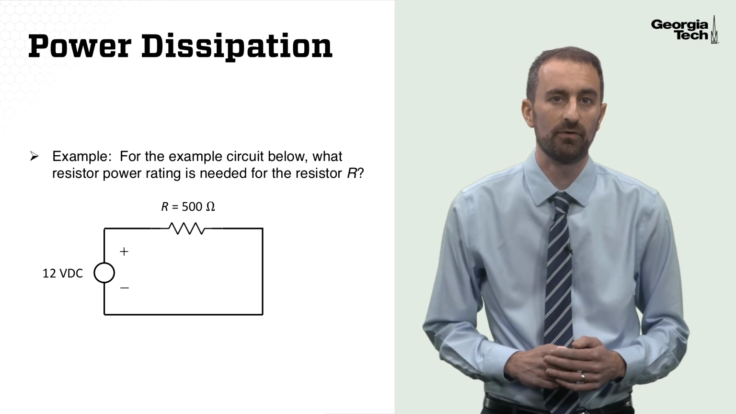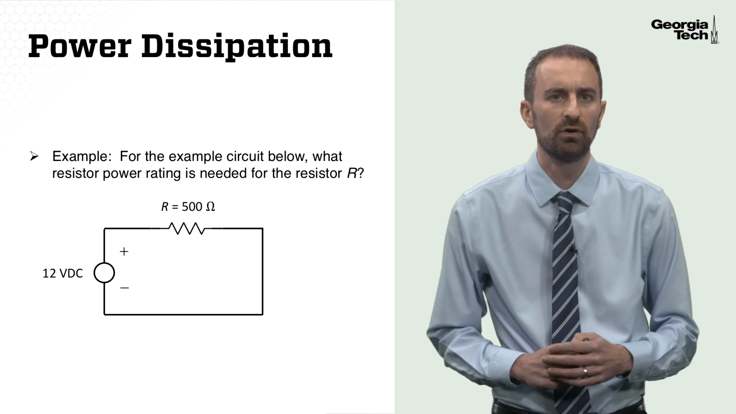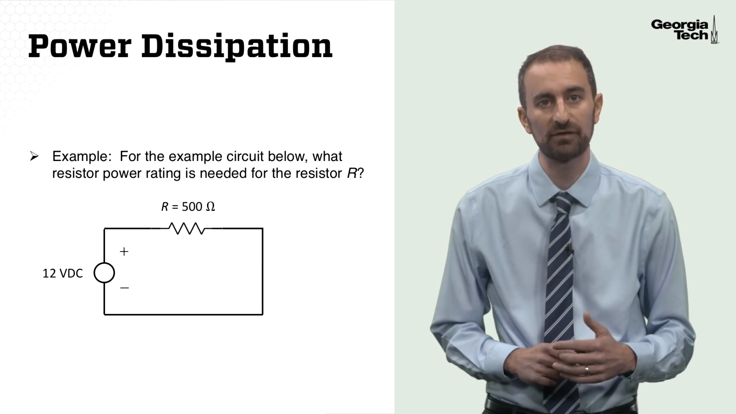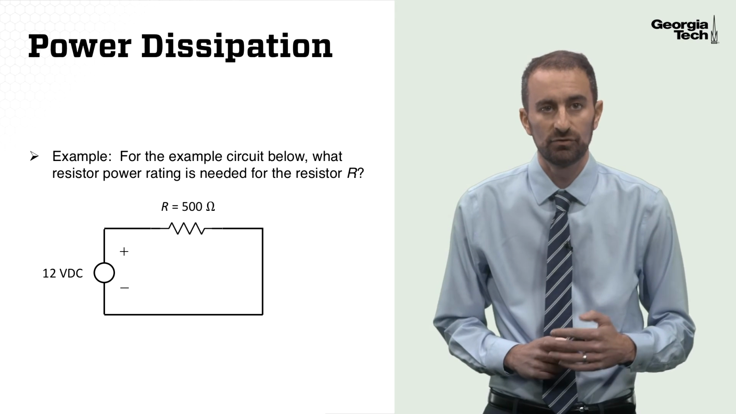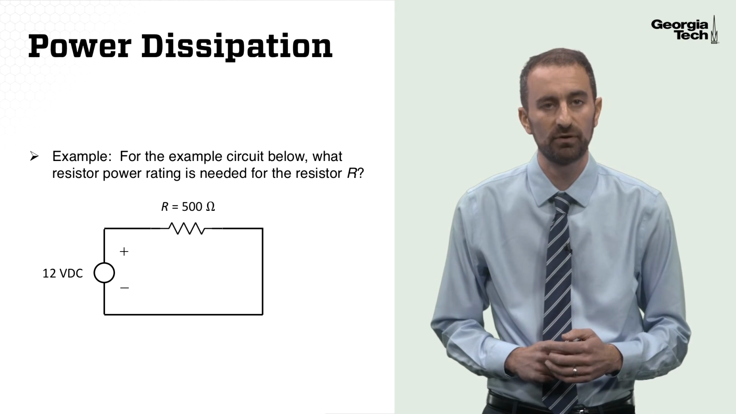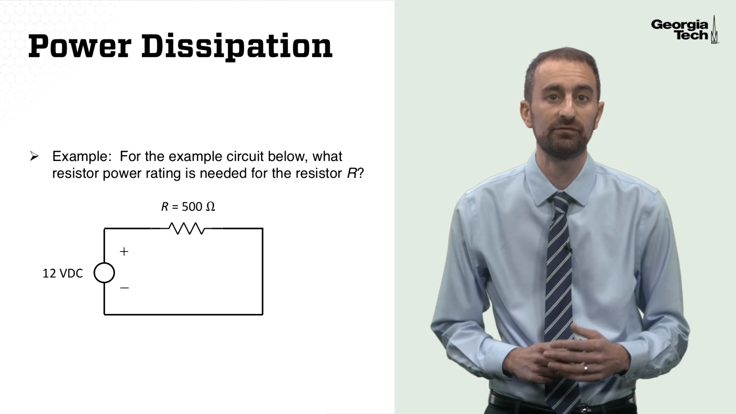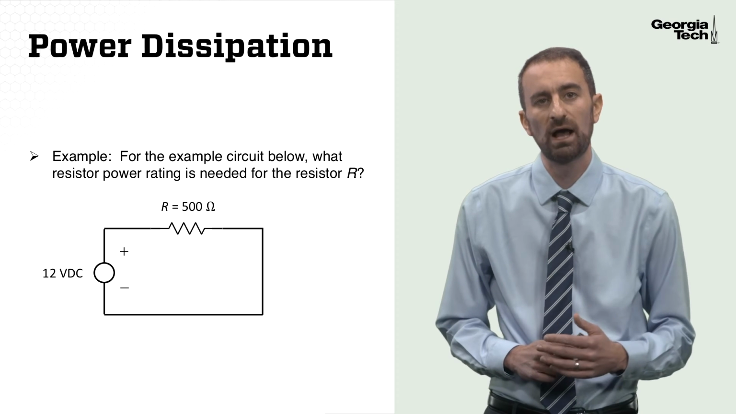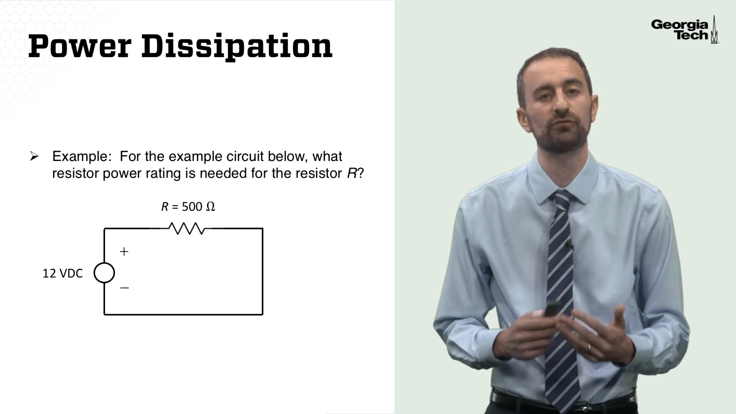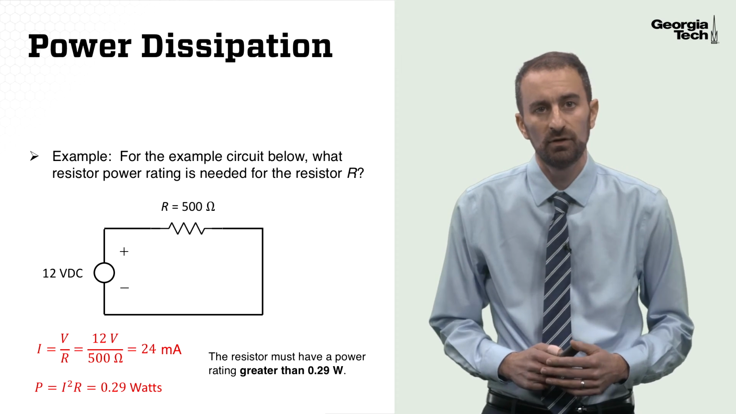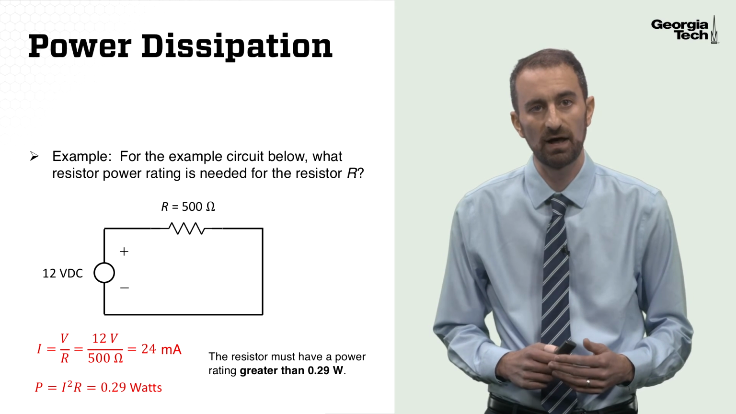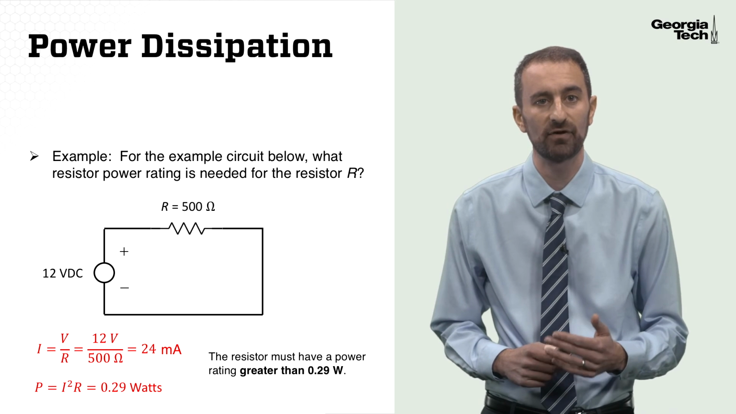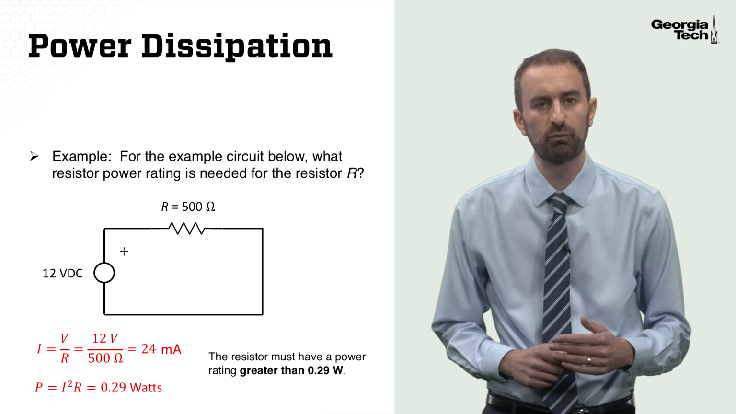Let's look at an example. For this circuit, we need to select a resistor that has an appropriate power rating. So we have an input voltage source at 12 volts DC. We have a resistor at 500 ohms, and we want to know how much power is going to be dissipated through this resistor. Using Ohm's law, we find that I is equal to V over R, which is 12 volts divided by 500 ohms, and that is 24 milliamps.